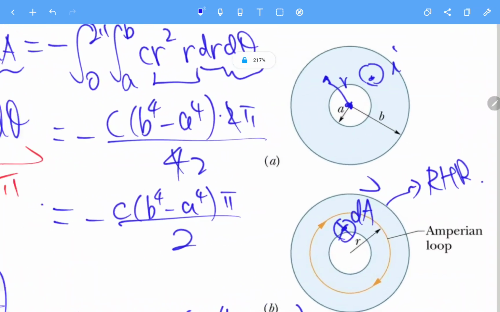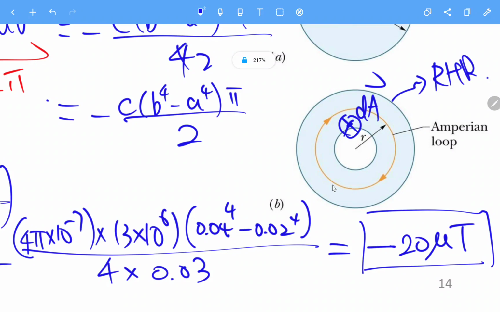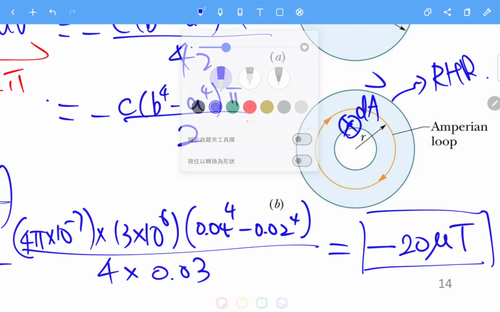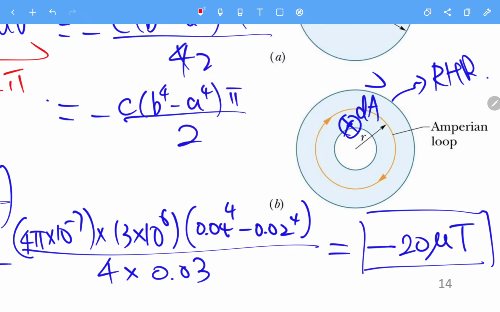So here we define the Ampere loop to be like this, and we get a negative value, which means that finally the B field is in this direction. The B field, of course, is for the whole loop, but I don't try to cover the whole circle. So the B field is counterclockwise, because if we define the Ampere loop to be clockwise and get a negative value, then B should be counterclockwise.